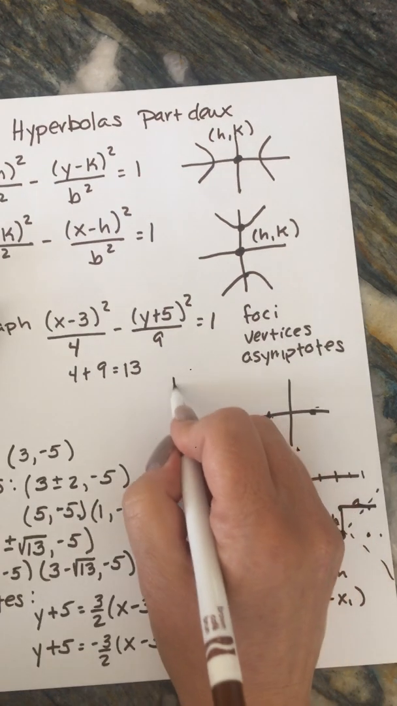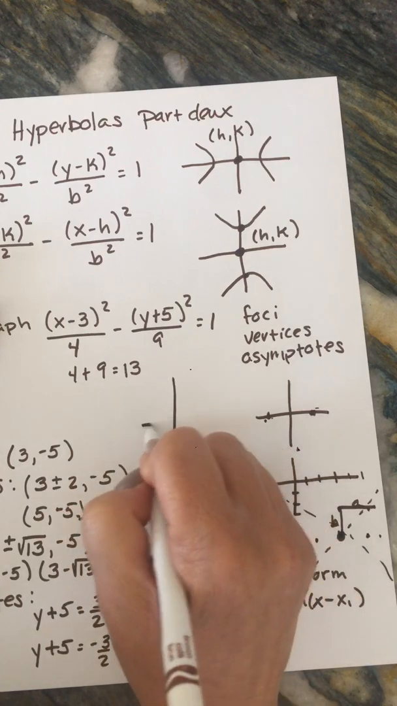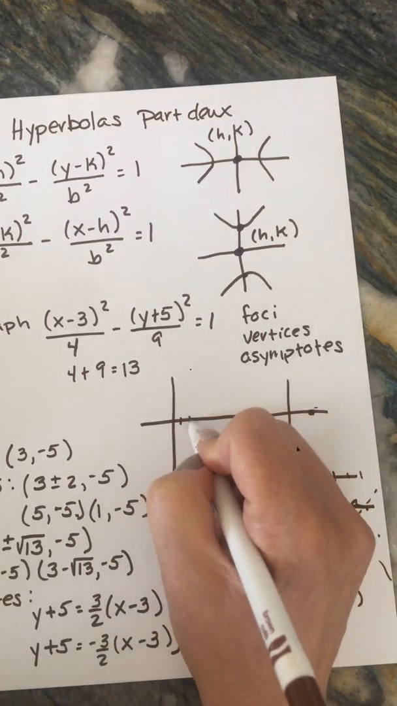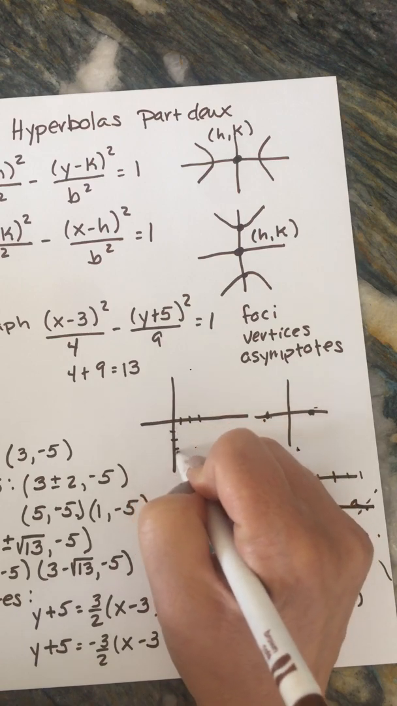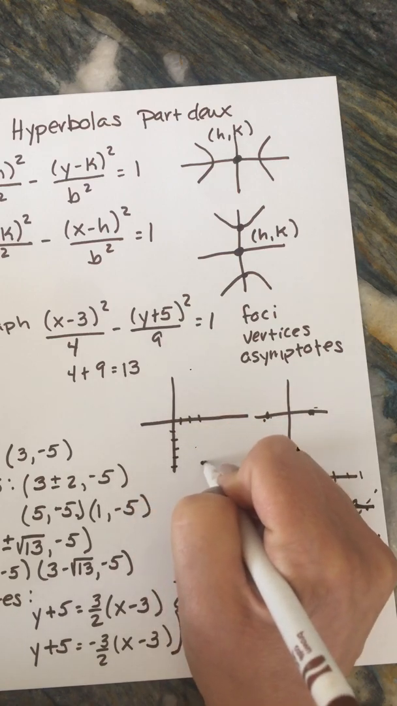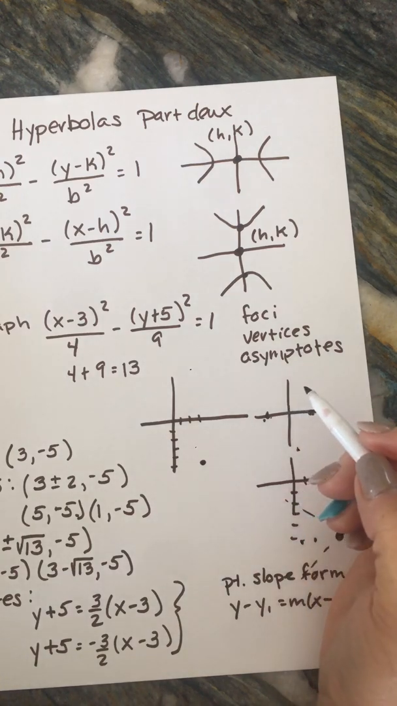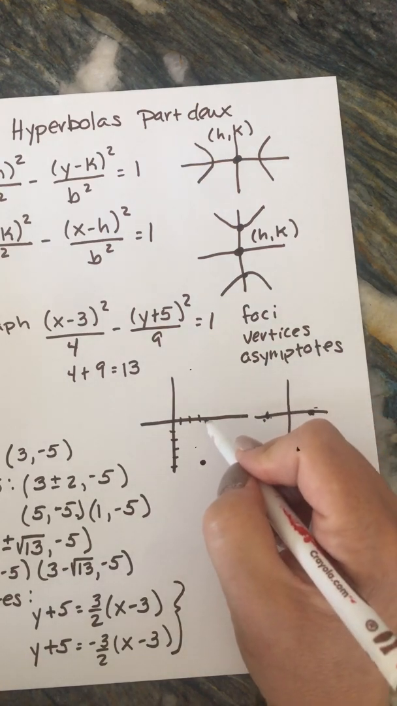If we're going to graph it, let's graph it nice. We've got a center at (1, -5)... I should have used my little graph paper. Oh well.